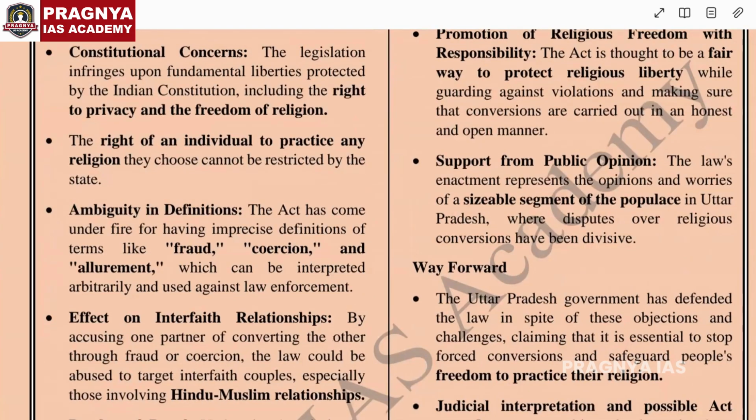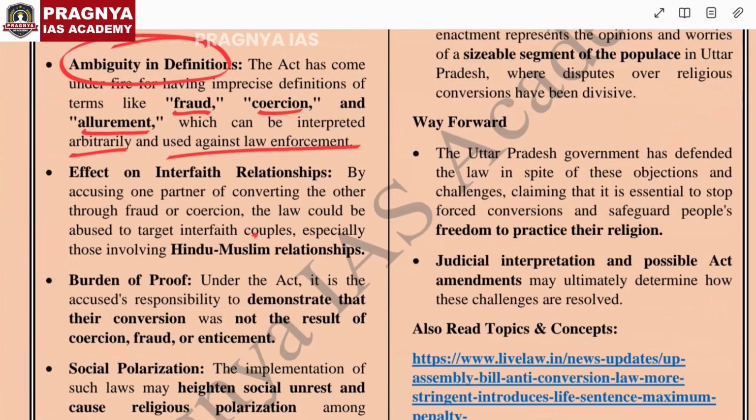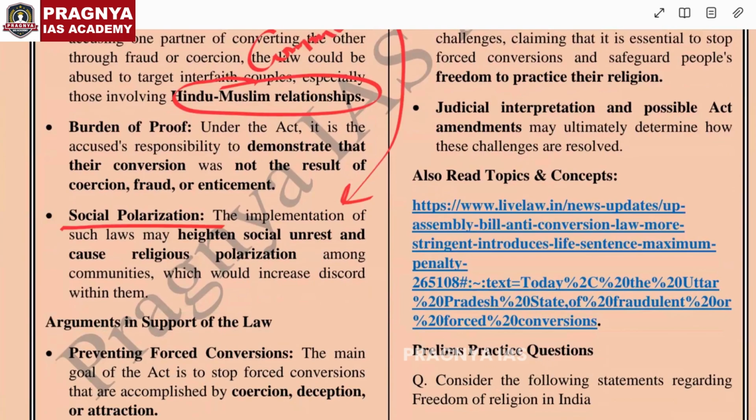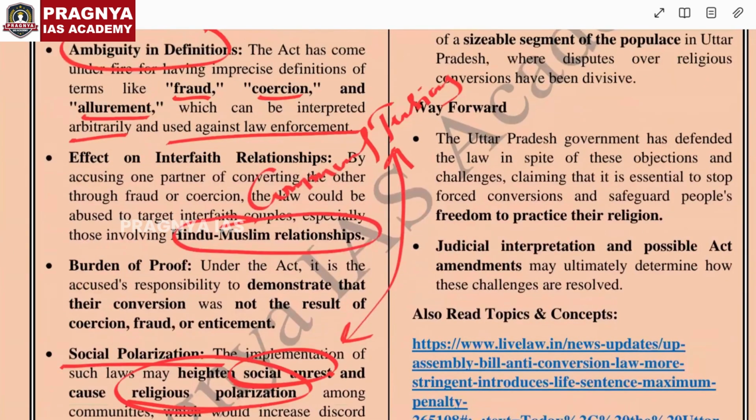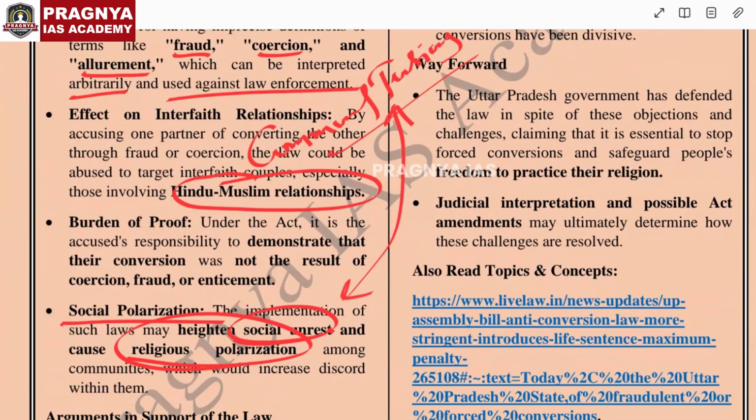And hence you should understand there is certain ambiguity in the definitions itself. The words used, fraud, coercion, allurement, were not interpreted by making all the people participate. They were interpreted arbitrarily and hence used against law enforcement. It is going to affect especially Hindu-Muslim relationships, raising communal tensions, and it is furthermore a deterrent for social polarization as well. It heightened social unrest and religious polarization, which is directly proportional to the communal tensions already existing in this country.